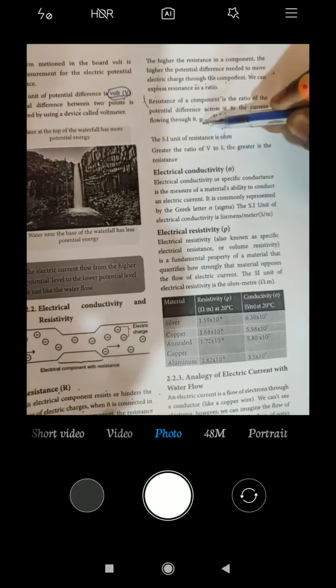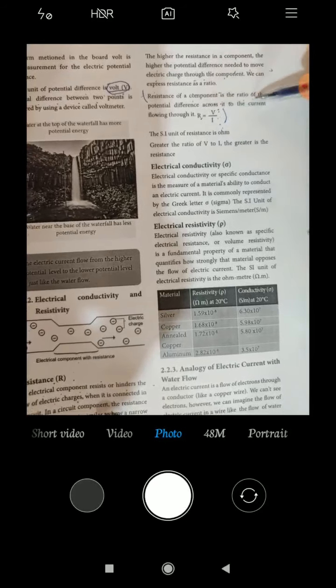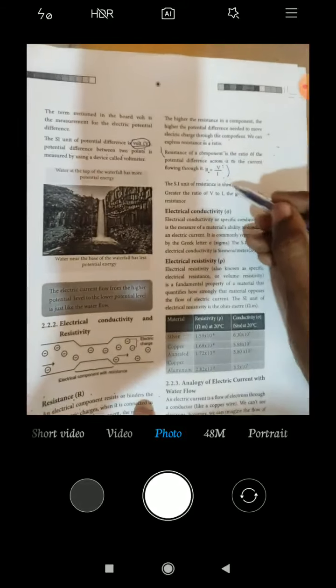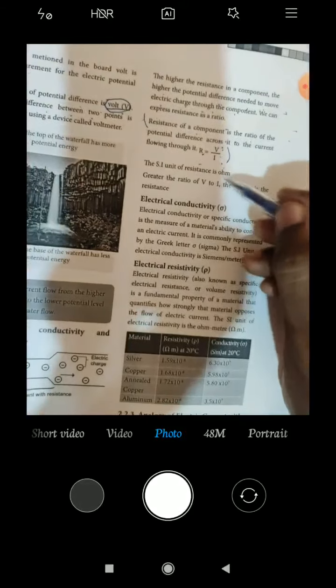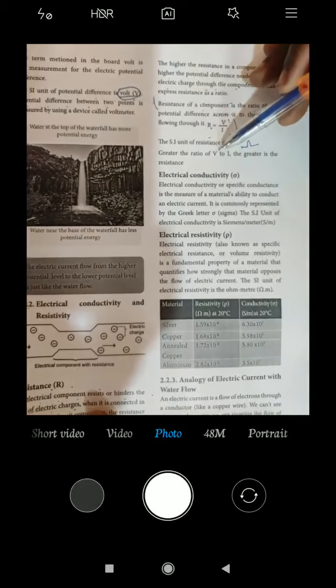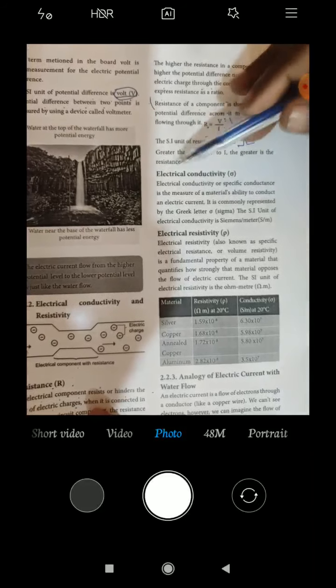How do you find the resistance value? The formula is R equals V by I. The unit of resistance is the ohm, written with the symbol omega. The greater the ratio of V, the voltage, to I, the current, the greater the resistance.